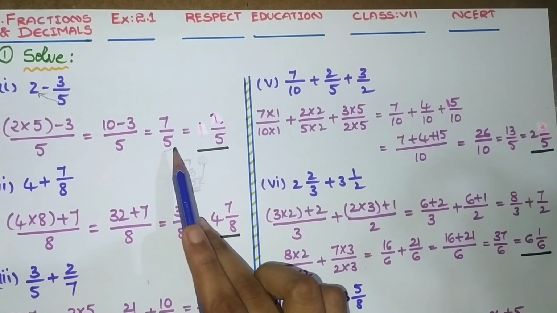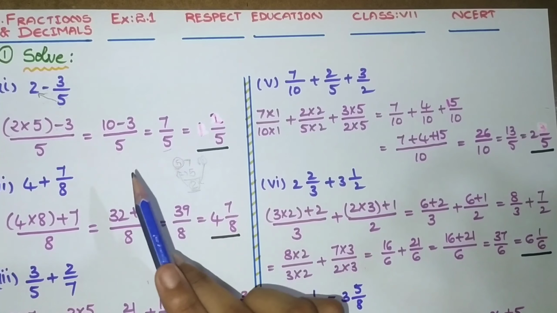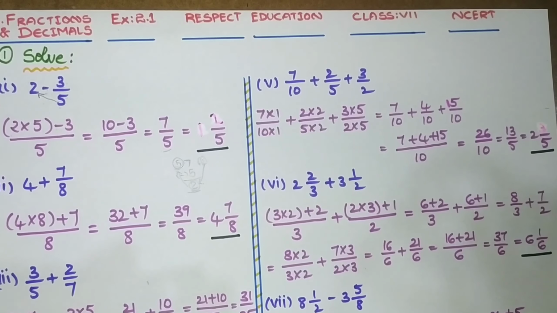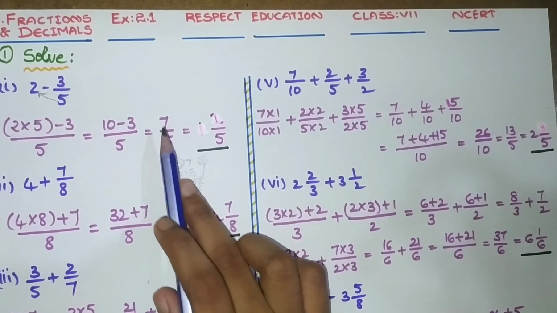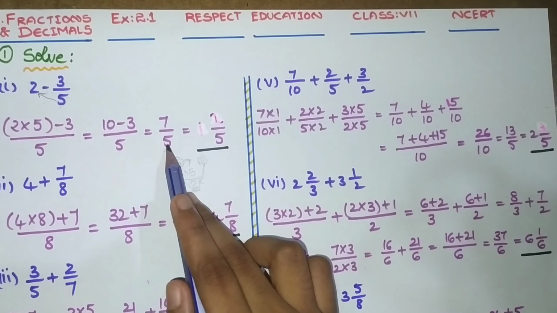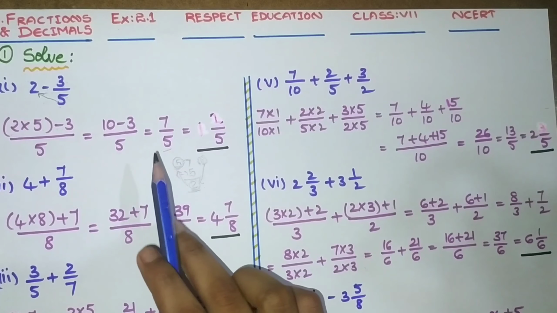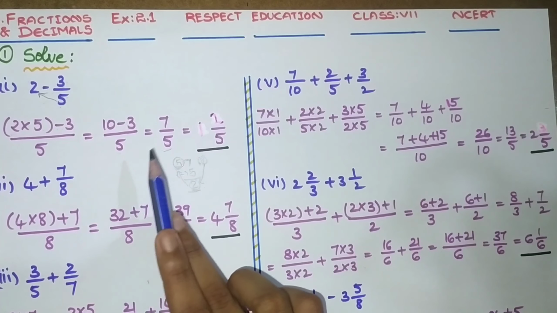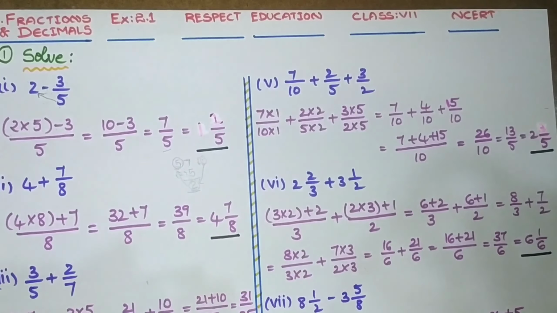Observe this fraction carefully, friends. You notice that this fraction is an improper fraction. See here, 7 by 5. The denominator should be bigger and the numerator should be smaller. But in this case, the numerator is bigger. So this improper fraction should be converted into a mixed fraction. Now let us see how to convert this improper fraction into a mixed fraction.